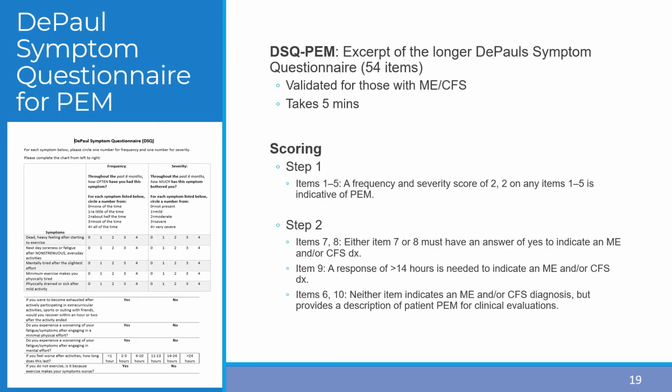The DePaul Symptom Questionnaire is a self-reported questionnaire that can be easily performed in the clinic that measures the frequency and severity of fatigue exacerbations over the course of 6 months. This questionnaire was validated specifically for post-exertional malaise.